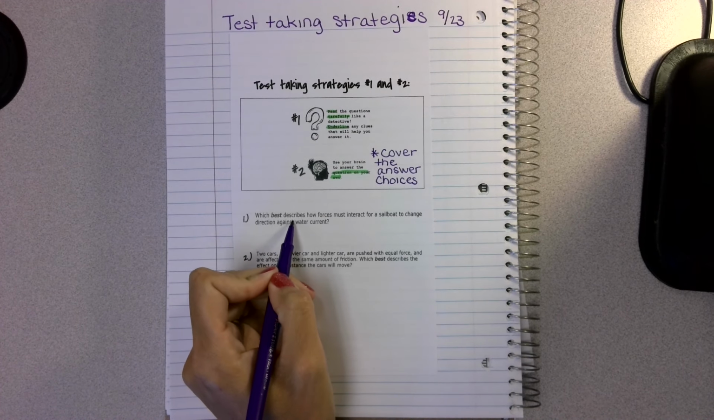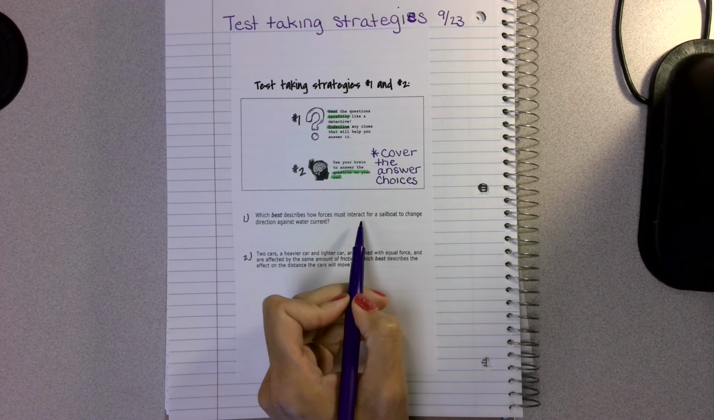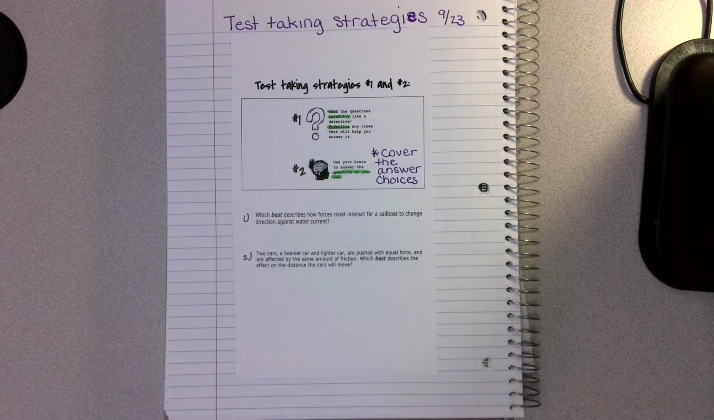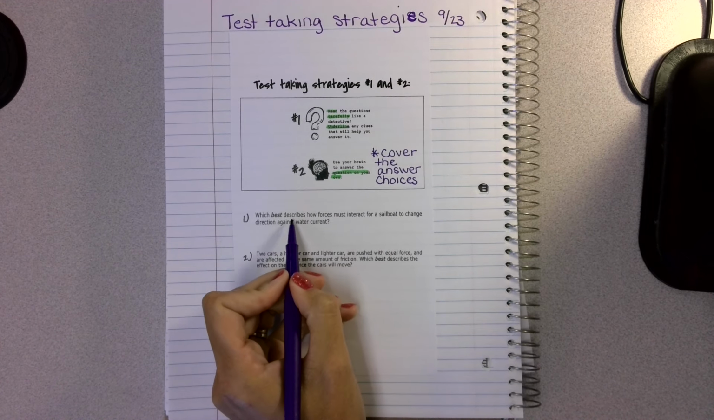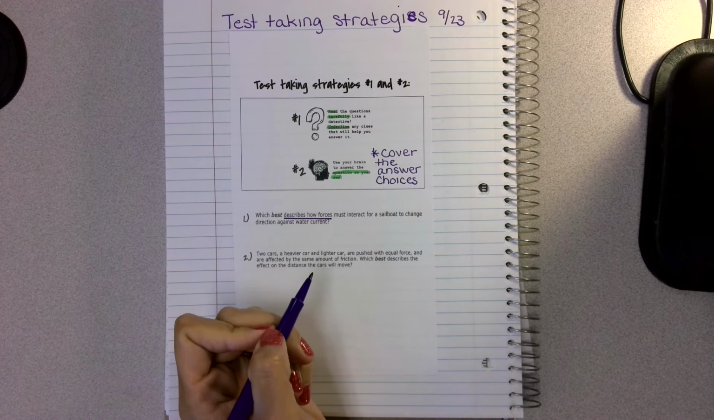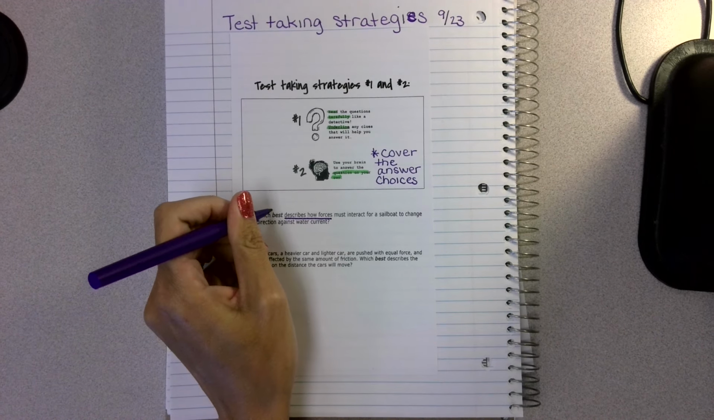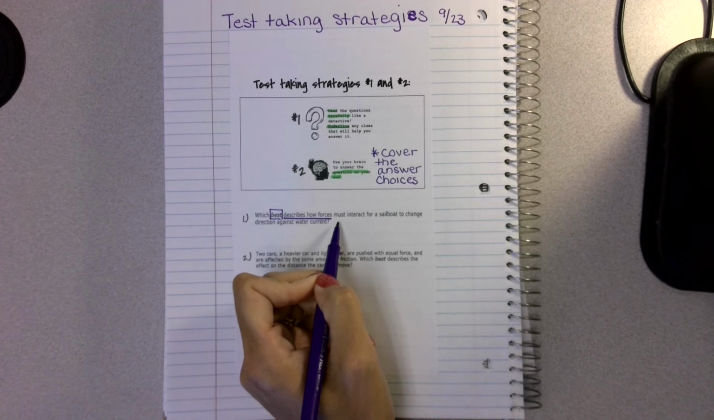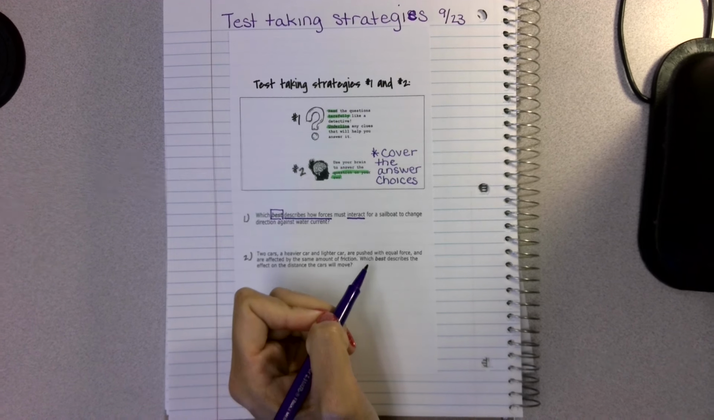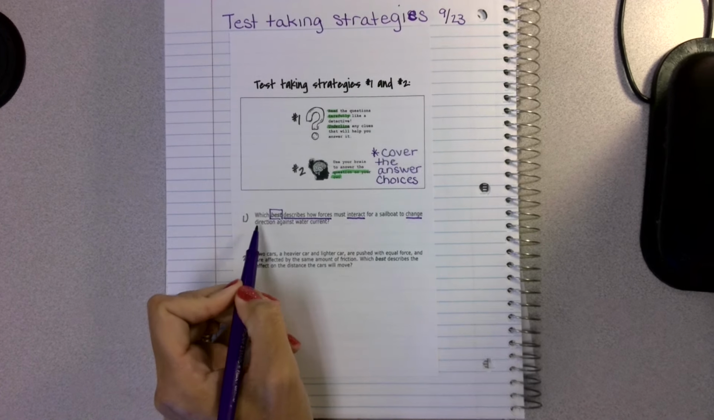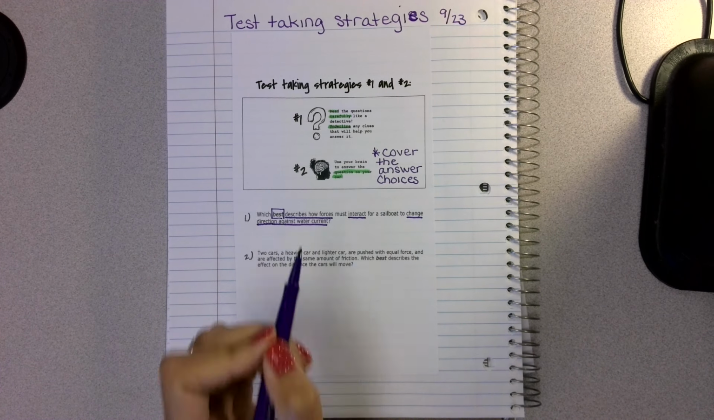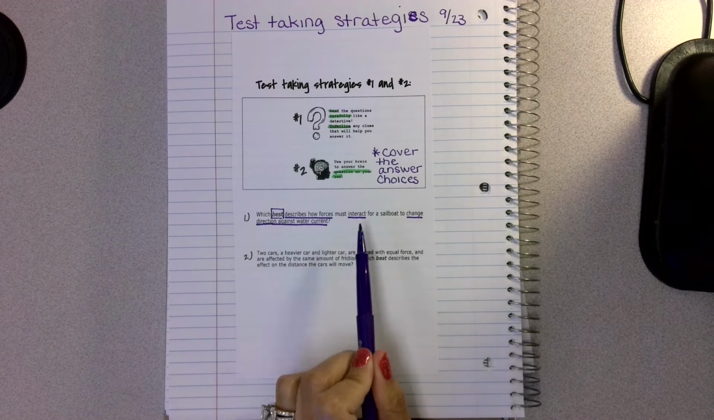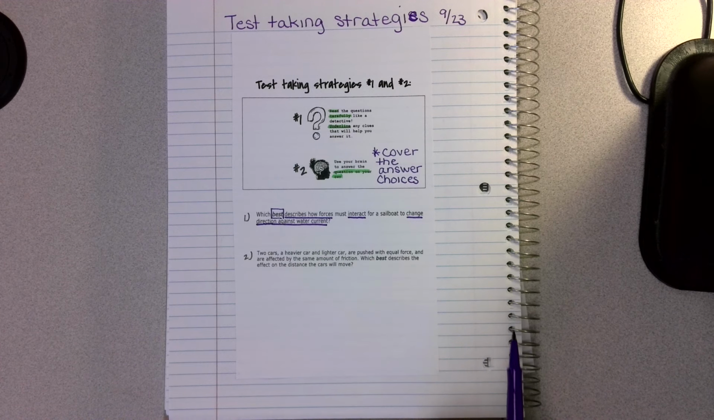Which best describes how forces must interact for a sailboat to change direction against water current? All right, so it describes forces, so we're going to have to be talking about forces. And remember, best, you want the best answer. So how they must interact for a sailboat to change direction against water current. Okay, so that's the first strategy. I'm looking to describe how forces interact, change direction against water current.